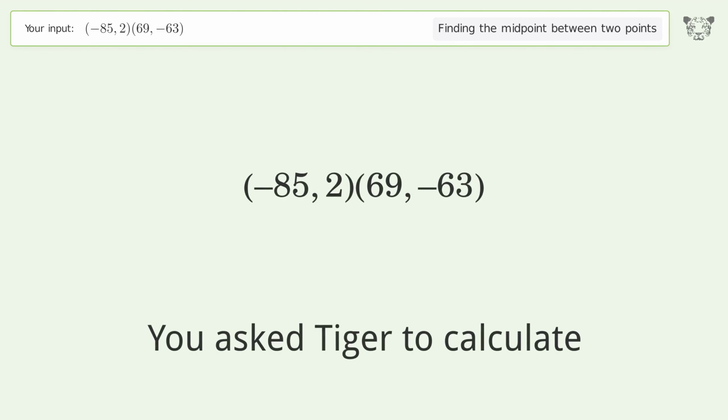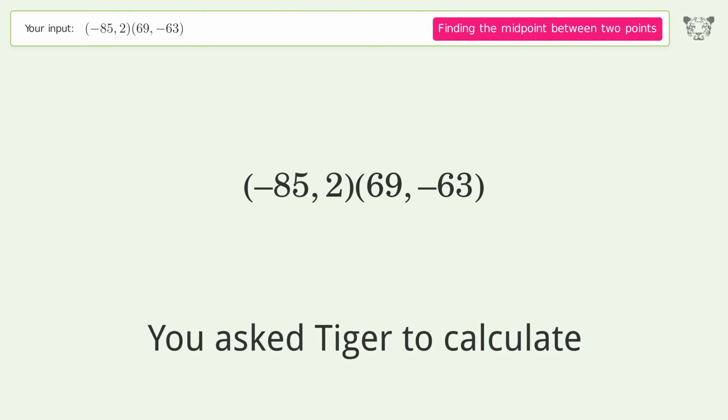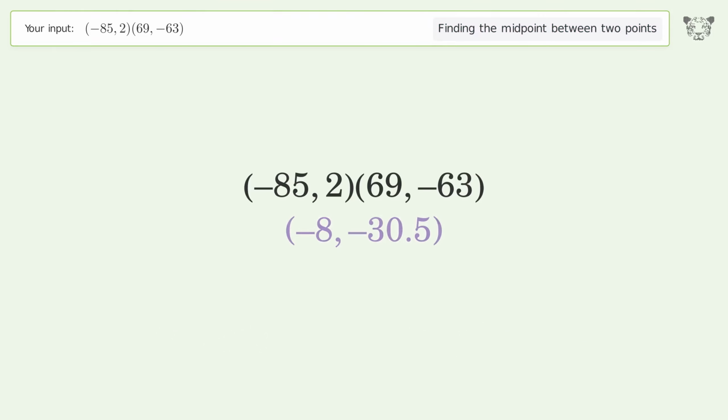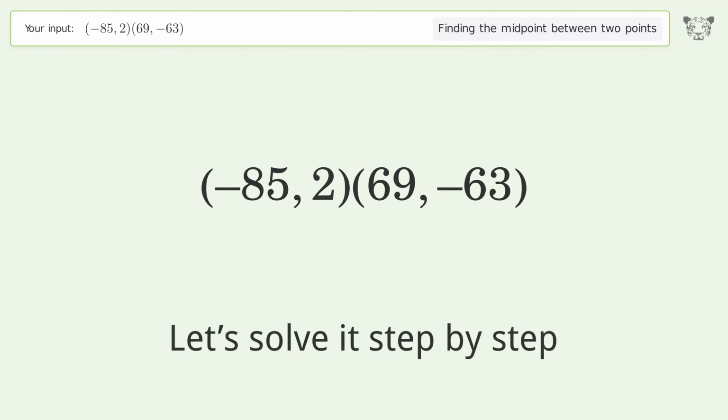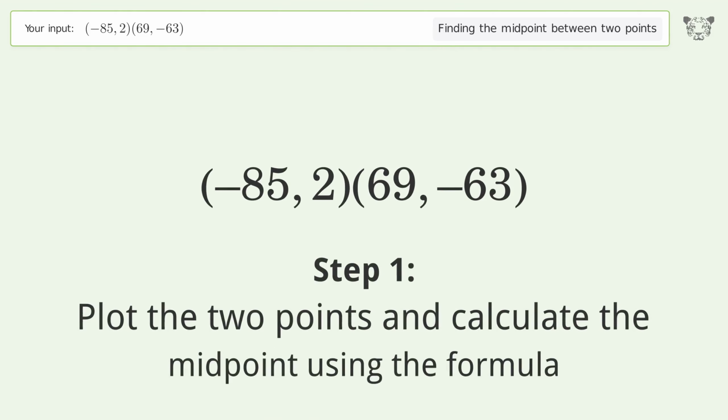You ask Tiger to calculate. This deals with finding the midpoint between 2 points. The midpoint between the 2 points is -8, -30.5. Let's solve it step by step. Plot the 2 points and calculate the midpoint using the formula.